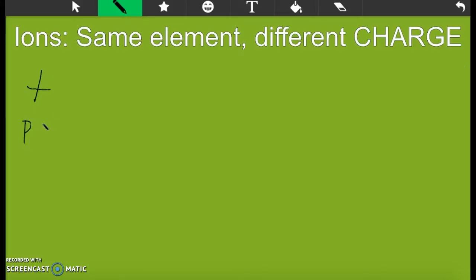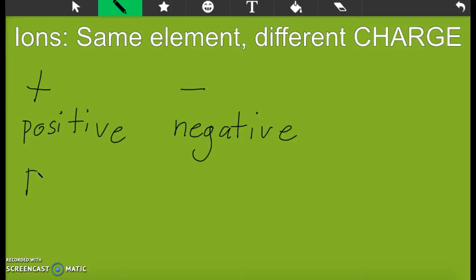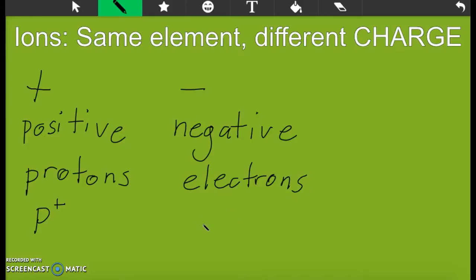You have your positive, and your negative. Now there's some vocabulary words that go along with that. Positive is in your nucleus, not your neutron. Your positive particles are protons. Their symbol is little p with a plus. Negative is your electrons, and those are e with a minus.